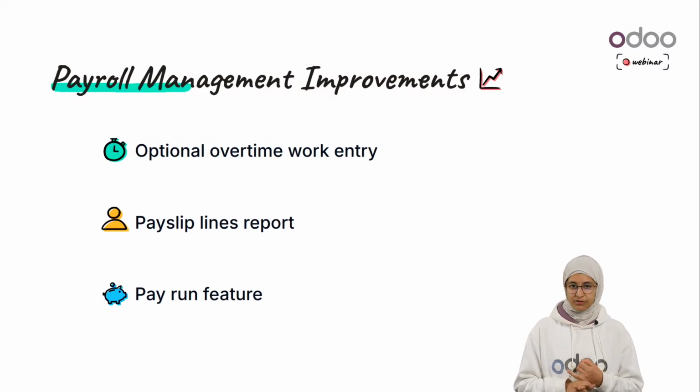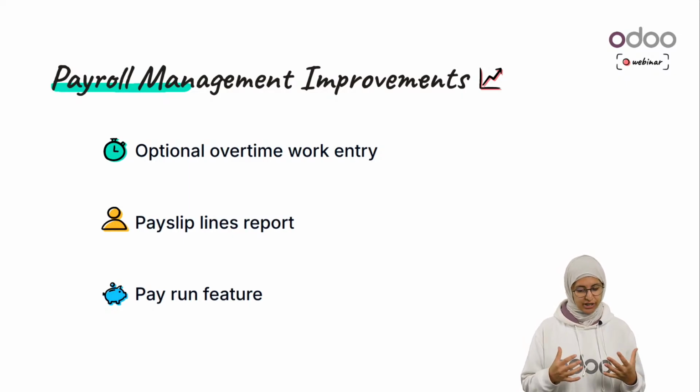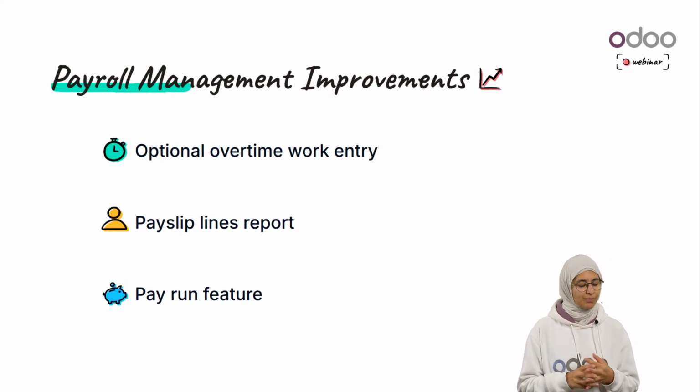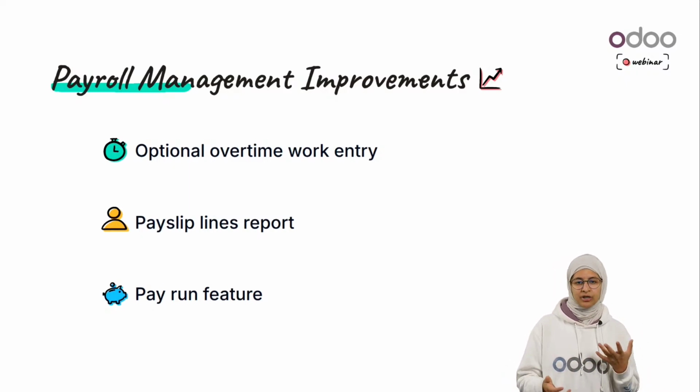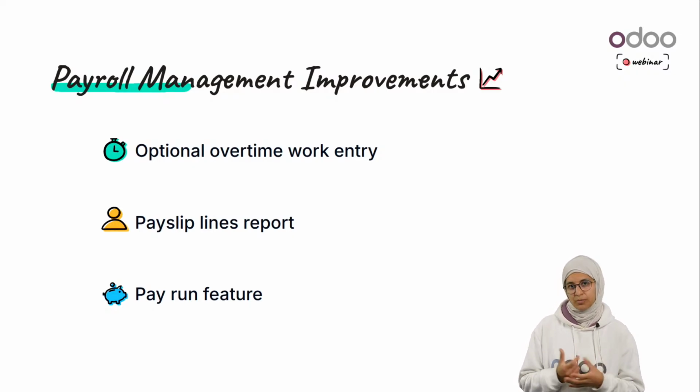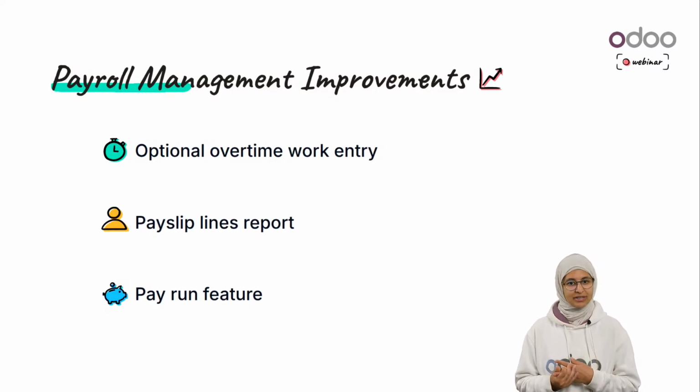The first one is the optional overtime work entry. So basically, this is in relation to when we have the work entry type set to either planning or working schedule, and we also enter attendances at the same time. Traditionally, what would happen is that if I enter an attendance that is outside of my set working schedule, it will create a work entry for me, an overtime work entry for me. And now this is optional. It is not preset by default.